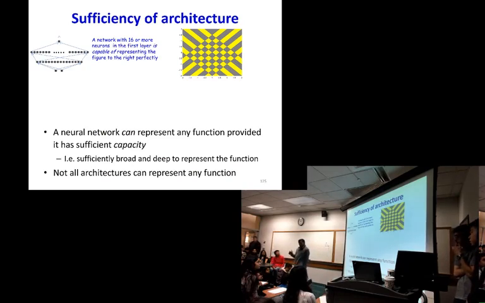Anyone? I'm still giving you the same thing. Now I'm letting you explore the size of the second layer, but I'm taking a few neurons off from the first layer. Can I model this? Who said no? Everybody who said no, can you tell me why?